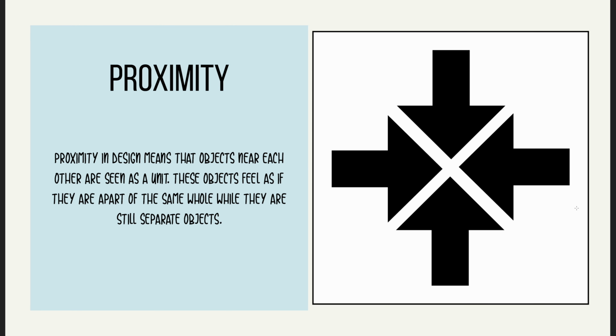Proximity in design means that objects near to each other are seen as a unit. These objects feel as if they're a part of the same whole while they're still separate objects. Like these arrows coming together actually creates a new shape. The proximity of them means that they come together, but they're still separate objects, right? And so that proximity is what creates something new while it's still four separate objects.